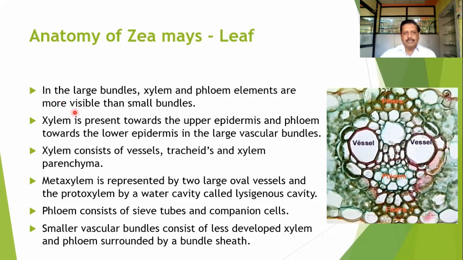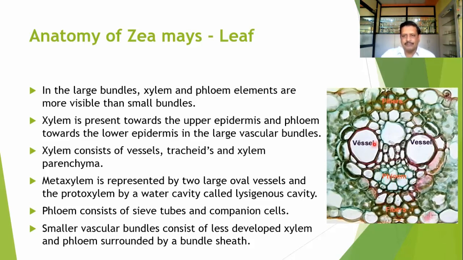In the large vascular bundles, xylem and phloem elements are more visible than in the small bundles. Here you can find these two are the vessel elements. These are actually the xylem elements. This green structure is known as the phloem, and the lower portion is the fibers, which lie mostly outside the bundle sheath. Xylem is present toward the upper epidermis and phloem is present toward the lower epidermis. Here you can observe that these are the xylem elements at the upper epidermis, and this is the phloem at the lower epidermis.